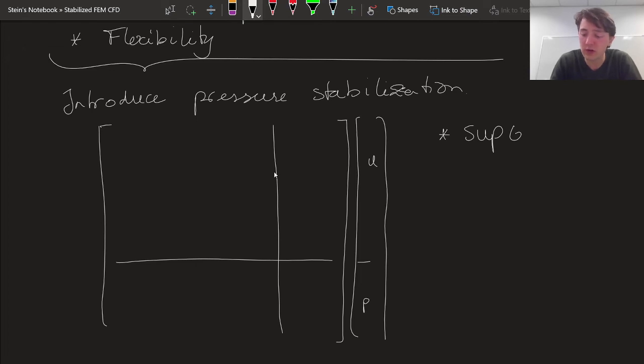What does SUPG look like again? Well, we have a residual, and I'll get back to this in a second, times a stabilization parameter tau, times our advective term, but now on the test function. So we have beta dot gradient of v. So this is the term that we're adding. That's SUPG. And depending on how you define the residual, there would actually have to be a minus up front.